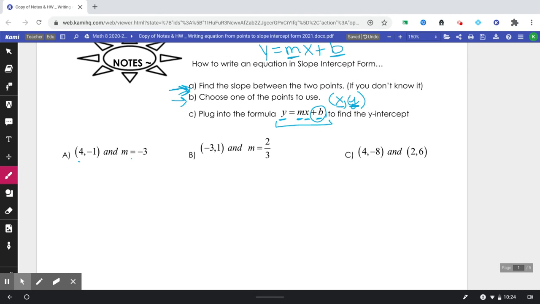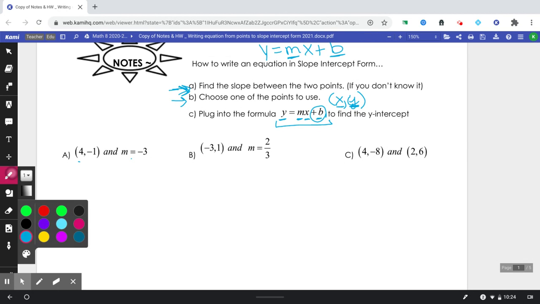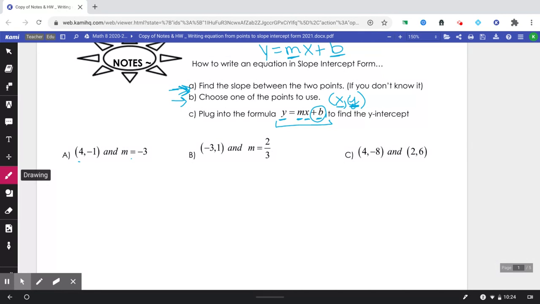Looking at letter A, it says, step 1, find the slope between the 2 points. I know my slope. It's -3. So I'm going to go to step 2. Choose one of the points to use. I only have this 1 point. So this 4 is my x, and -1 will be my y. Plug into the formula, y equals mx plus b. Plug in what you know.